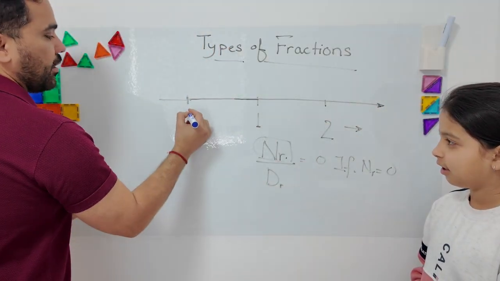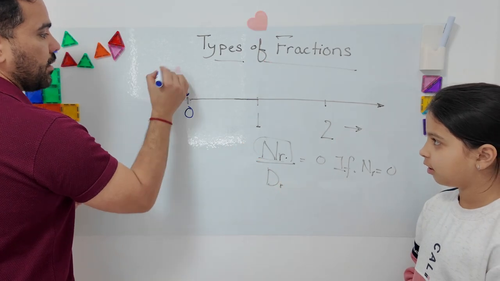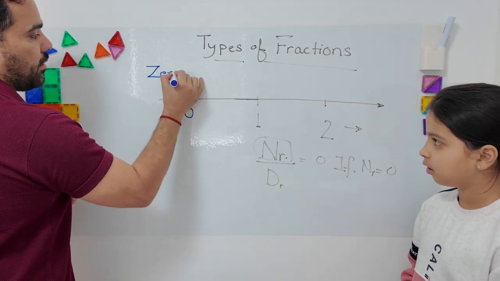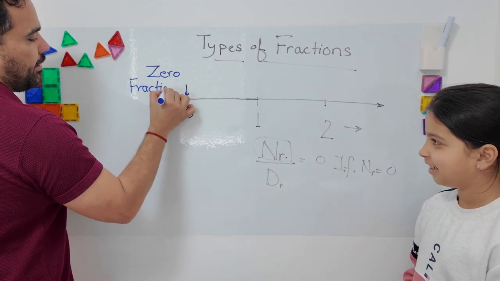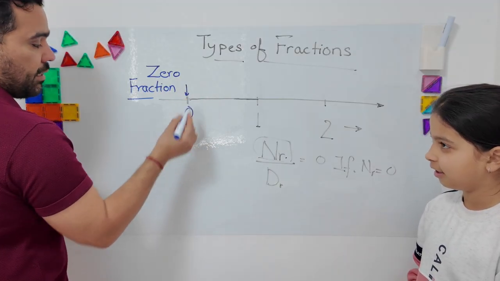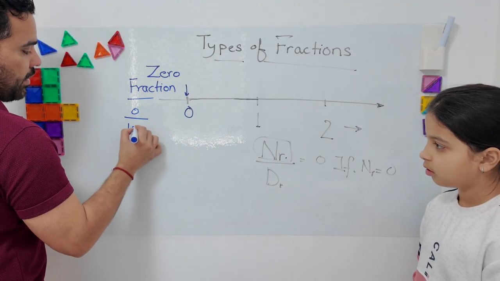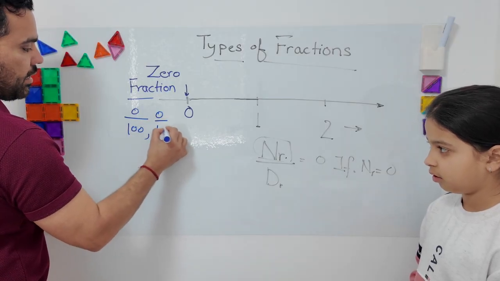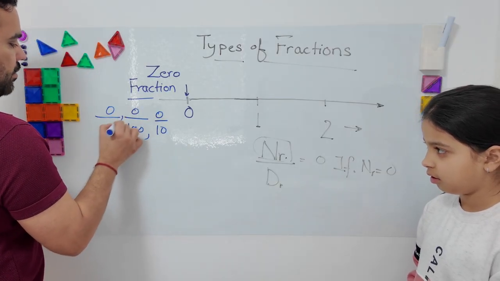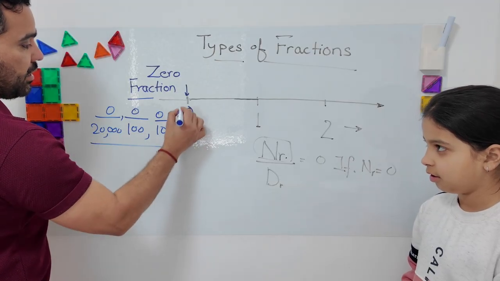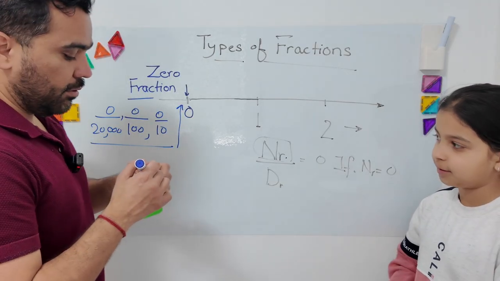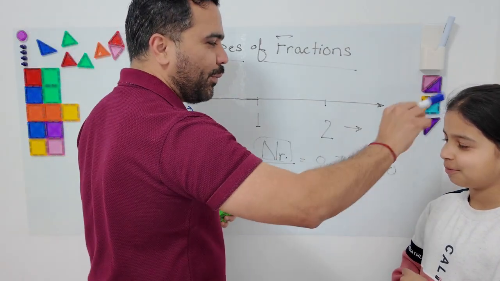Right. So on here you get zero fractions, right? Yes. Say 0 by 100, 0 by 10, 0 by 20,000. All of these are basically 0. Yes. Like your face is a big 0.